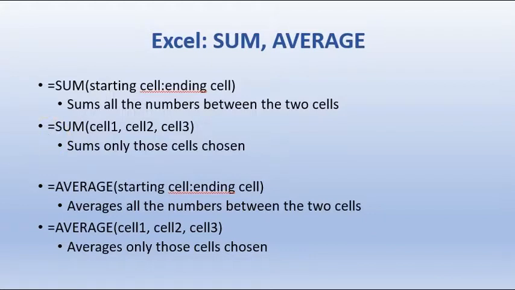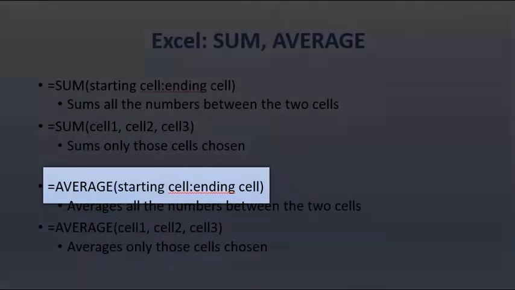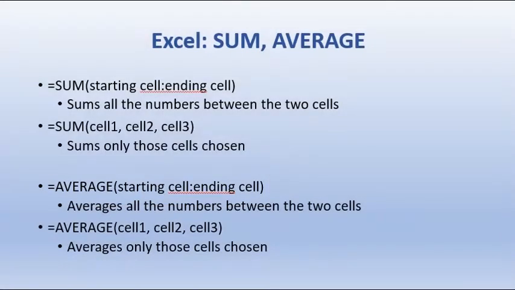You could also do averages, very similar. Equal average, starting cell, colon, ending cell, that averages all the numbers between those two, or equal average, cell 1, cell 2, cell 8, cell 10, cell 16, with a comma in between, and that averages only the cells that you chose.